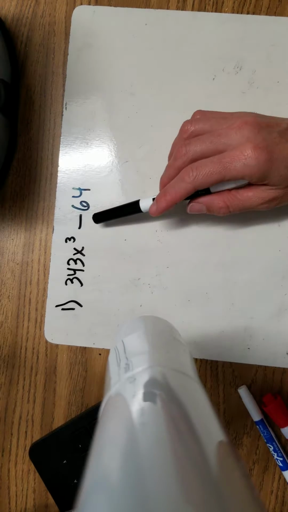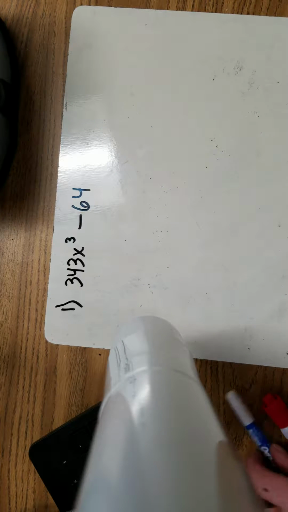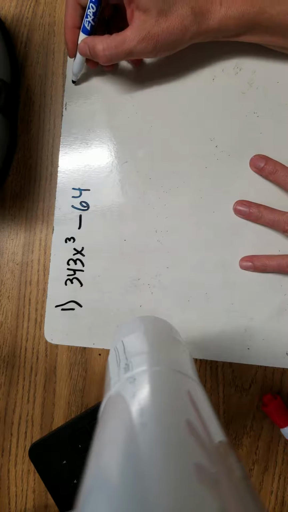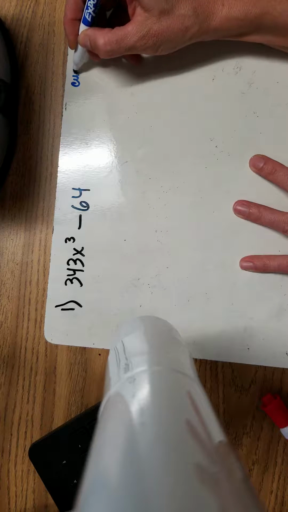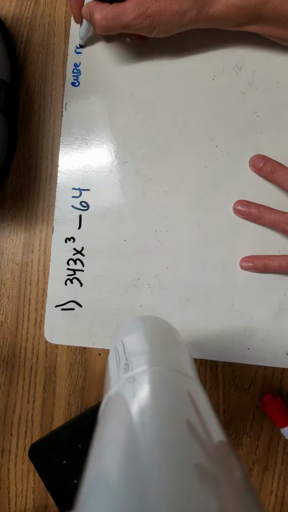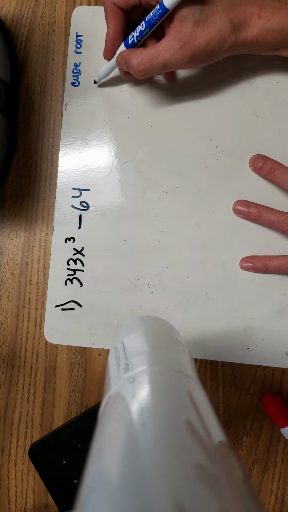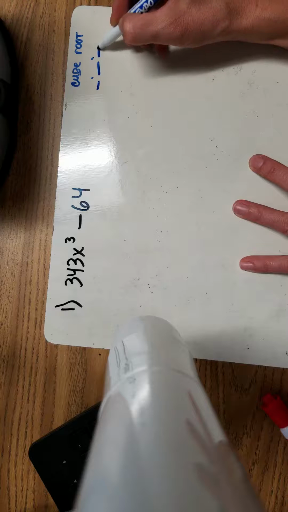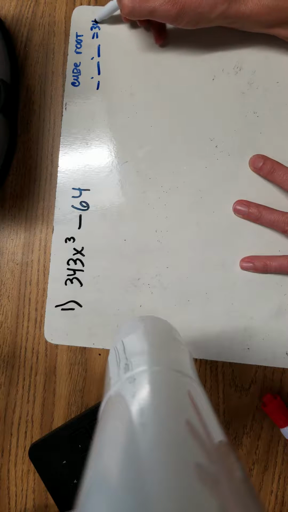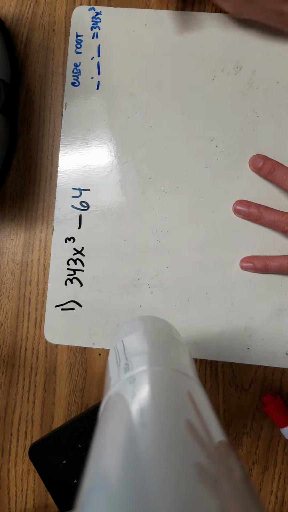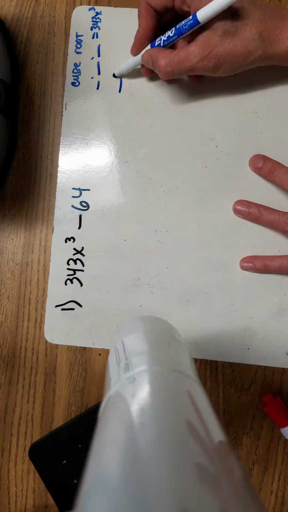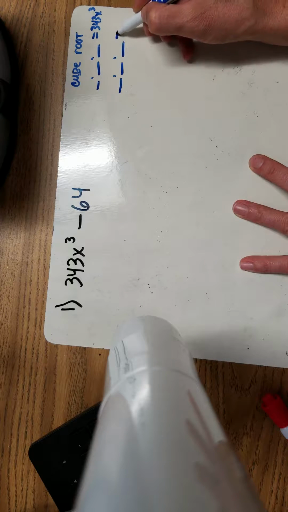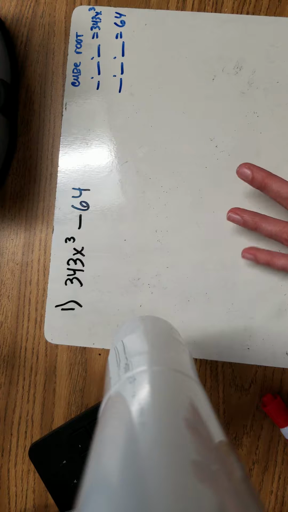Okay, so here we have a difference of two cubes. The first thing that you need to do is think about the cube root of each term. So cube root of each term. So you have to figure out for the first one, what times what will equal 343x to the third. And then what times what will equal 64.